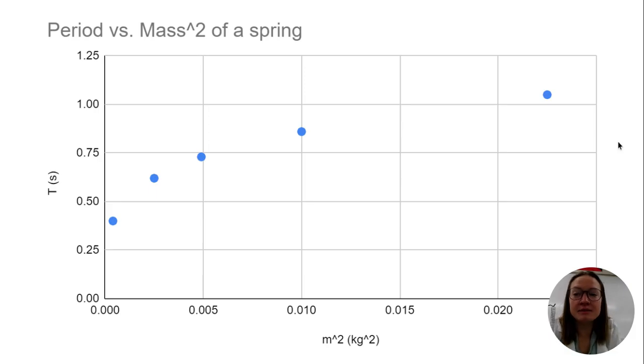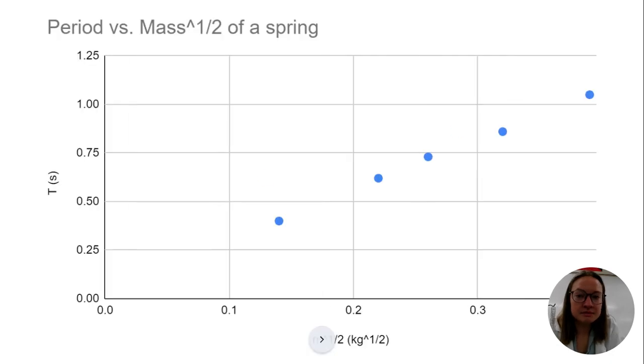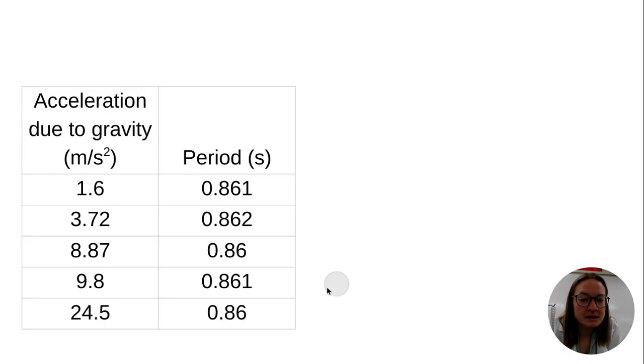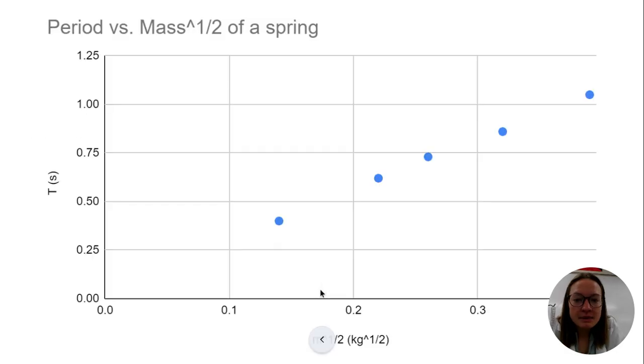Let's try graphing something else, like period versus square root of the mass. If we graph period versus the square root of the mass, whoa, you can see, wow, very, very nice straight line here. And this does, in fact, end up being the true relationship between period and mass for a spring, that the period for a spring is directly proportional to the square root of the mass.